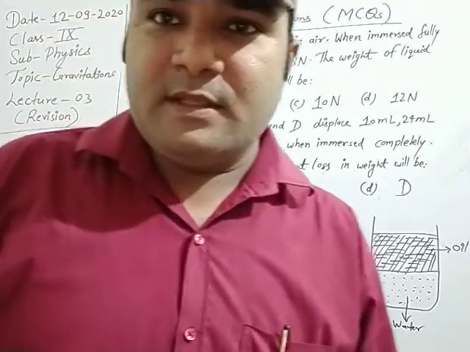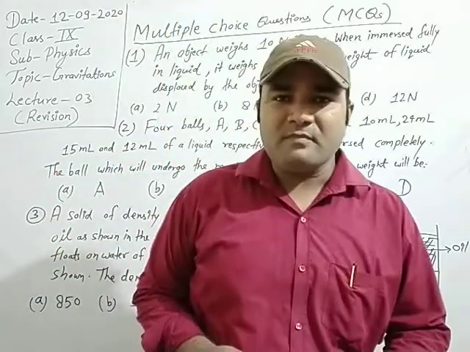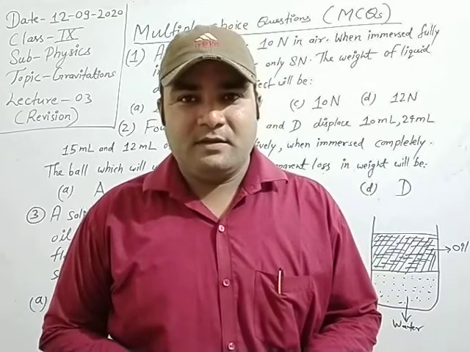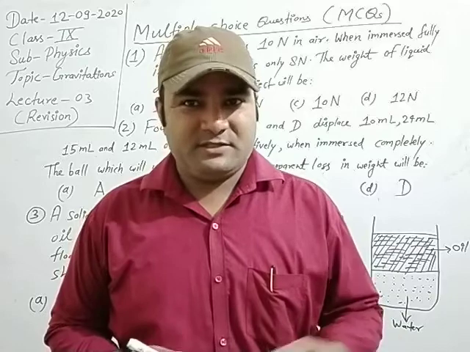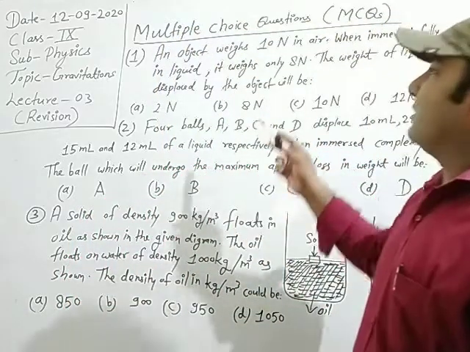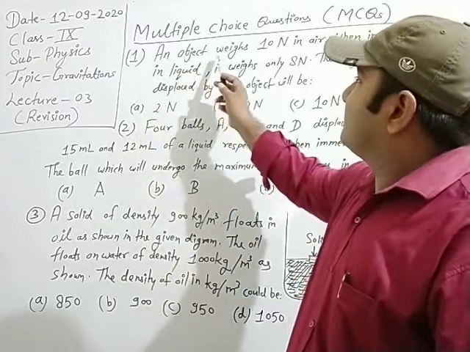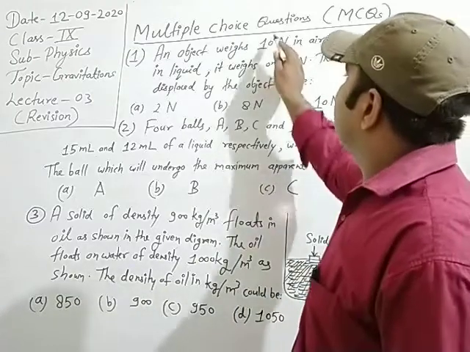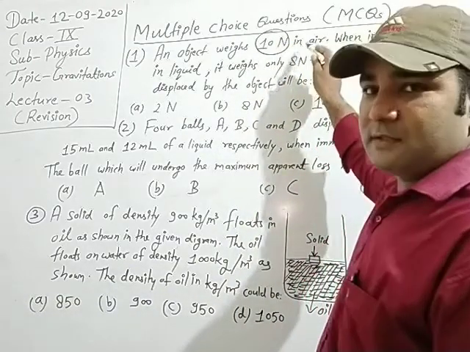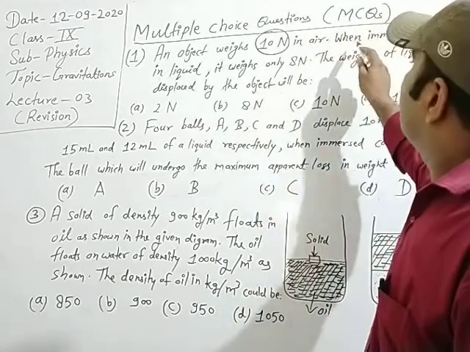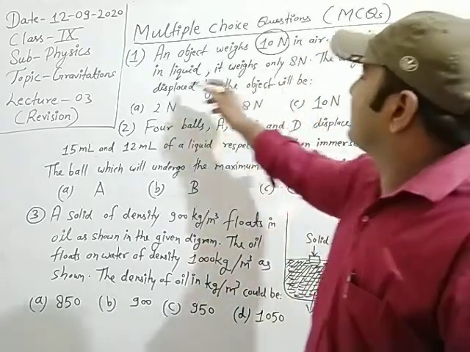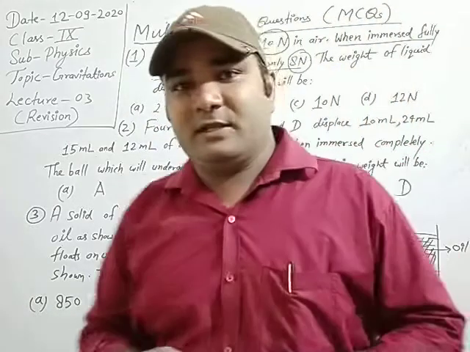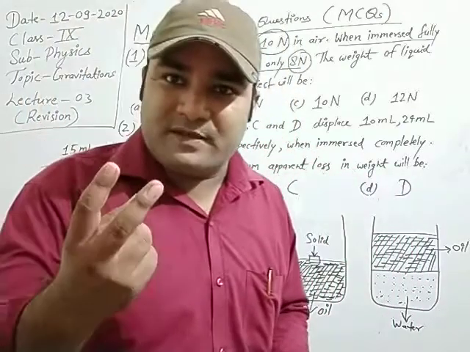Just see some important questions based on your concept of density and the concept of flotation also. Just see number one, multiple choice type question. An object weighs 10 Newton. It means the weight of the object is 10 Newton in air. When immersed fully in liquid, it weighs only 8 Newton. It means after dipping inside the liquid, the weight of the body reduces by 2 Newton.